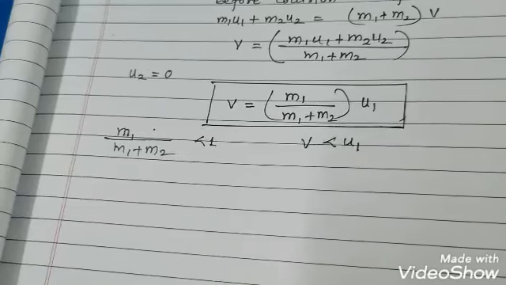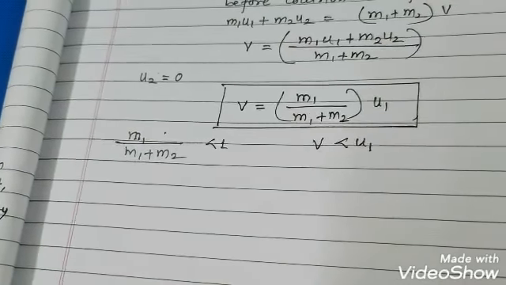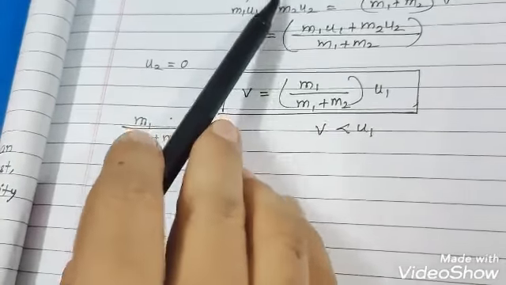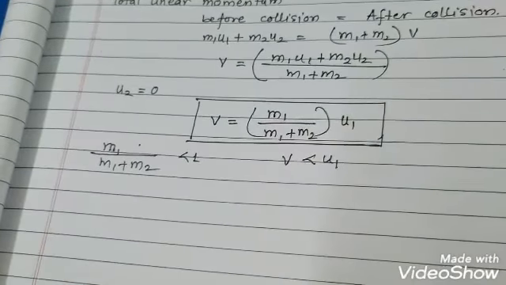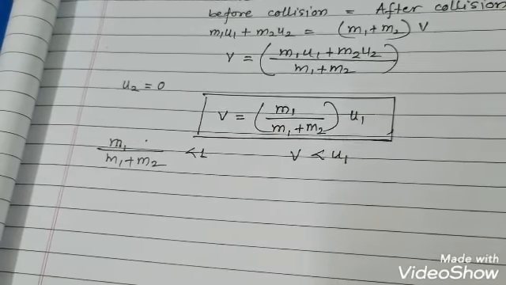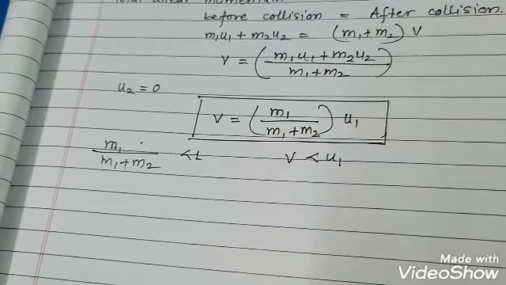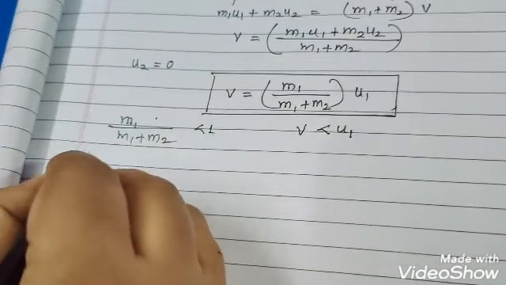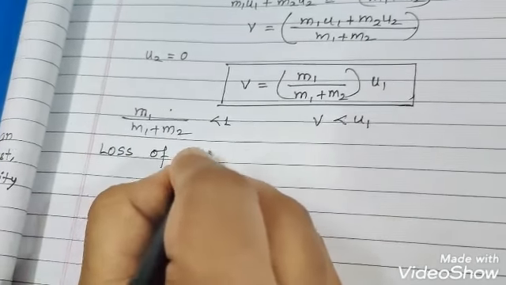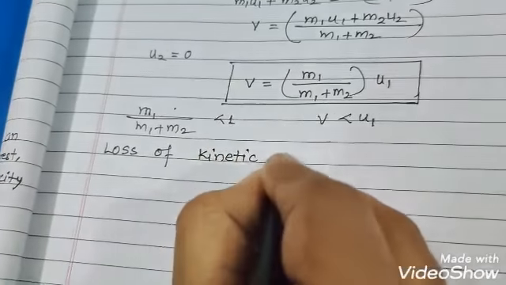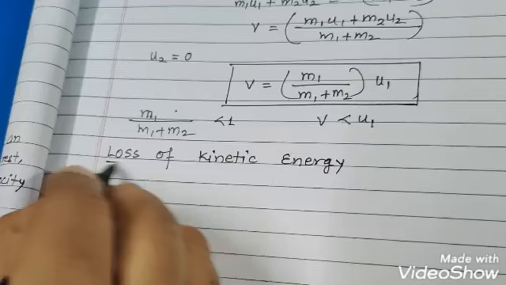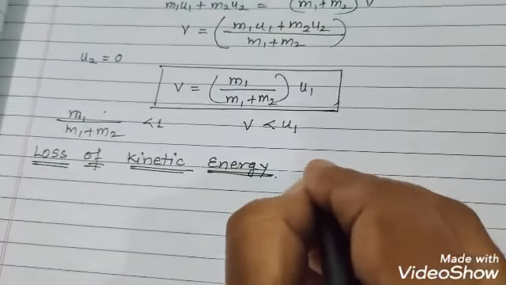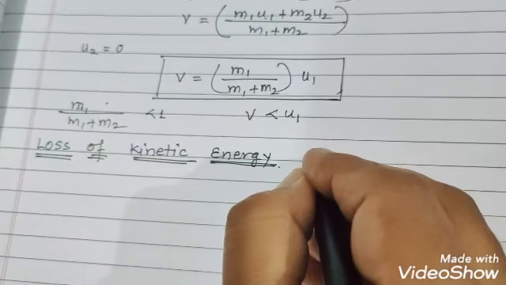Okay, and in case of perfectly inelastic collision, we have already seen the linear momentum is conserved, so we have put the formula: the linear momentum before collision is equal to the linear momentum after collision. But we know that there is some loss in the kinetic energy in the form of heat or sound. So here we are now going to calculate the loss of kinetic energy in this collision. To prove there is loss of kinetic energy, we'll take the kinetic energy before collision and the kinetic energy after collision.